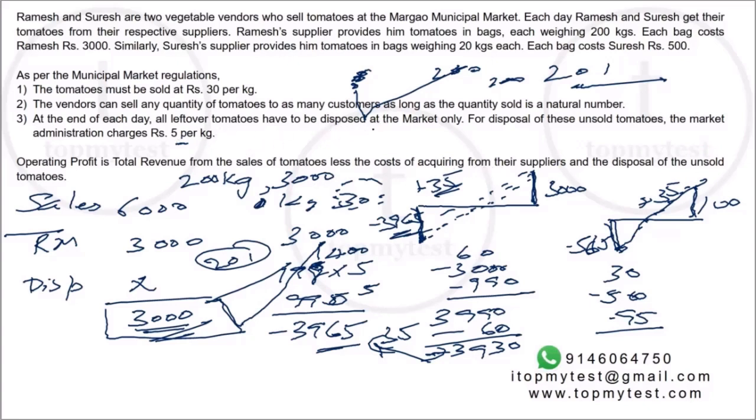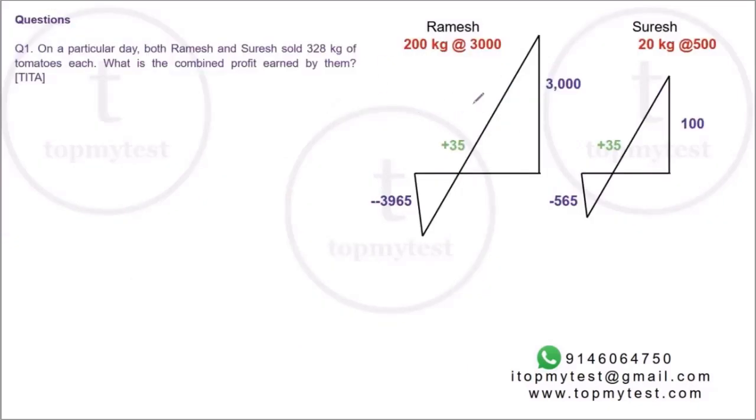Now let's go to the questions one by one and try to solve them. So I have written this a little more neatly. First one. On a particular day, both Ramesh and Suresh sold 328 kilos of tomatoes each. What is the combined profit earned by them? Ramesh sells 328 kilos. Each bag of his contains 200 kilos only. So to sell 328 kilos, he will have to order 2 bags.